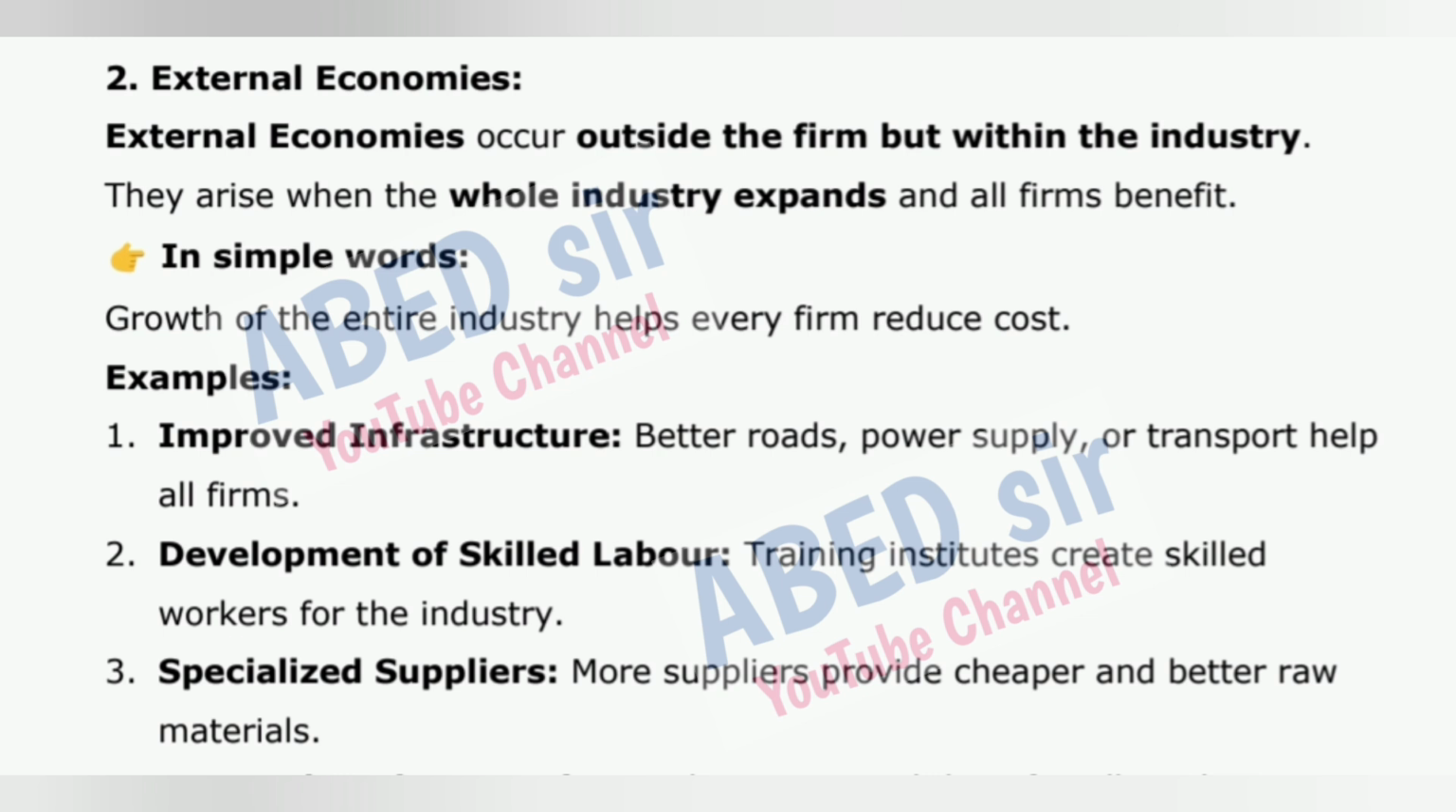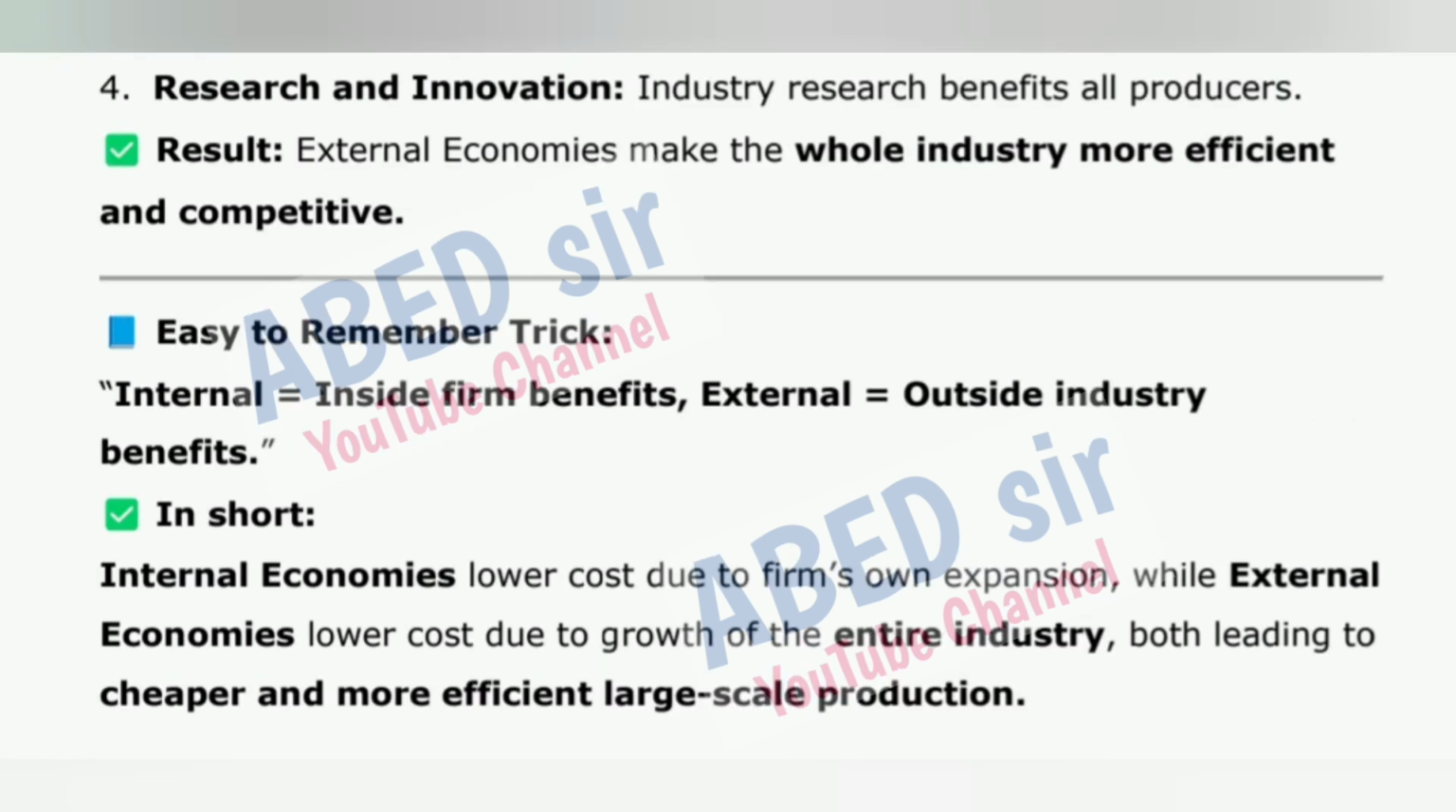3. Specialized suppliers. More suppliers provide cheaper and better raw materials. 4. Research and innovation. Industry research benefits all producers. Result: external economies make the whole industry more efficient and competitive. Easy to remember trick: Internal equals inside firm benefits. External equals outside industry benefits.